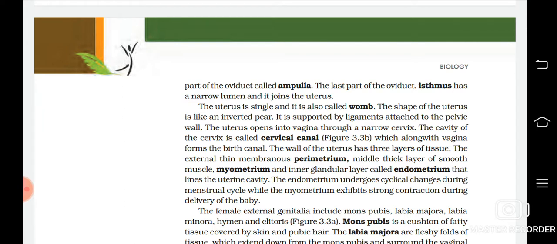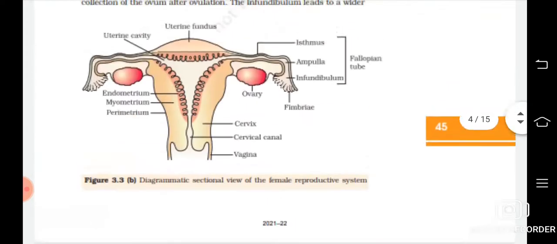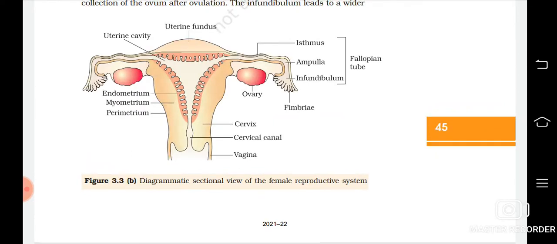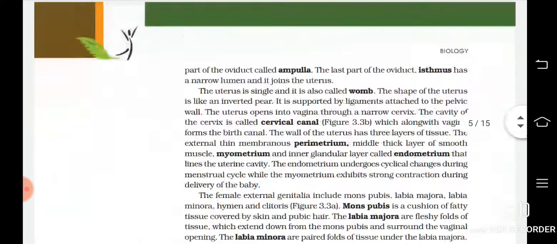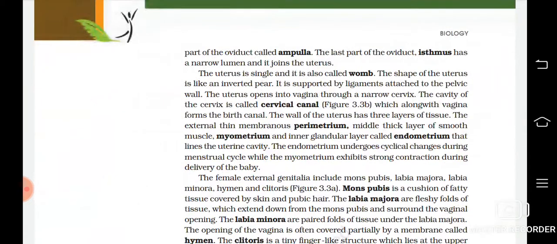Then the uterus opens into the vagina through a narrow cervix. So the vagina is this part, and the uterus opens into it through a narrow canal known as the cervix or cervical canal. Understood? Along with the vagina, the cervical canal is known as the birth canal.